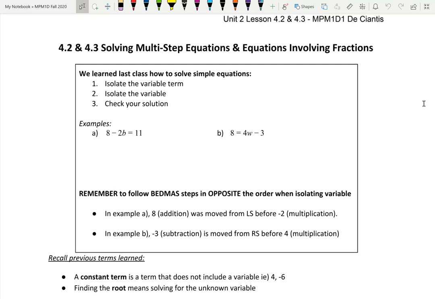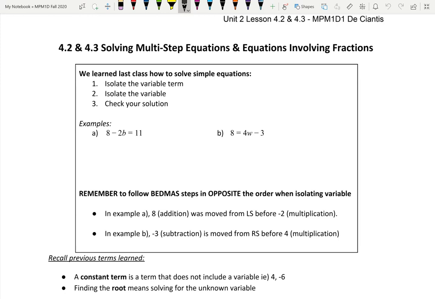So we are continuing on from 4.1, which was yesterday's lesson, in solving equations, but today we're going to solve more complicated multi-step equations and even equations using fractions. Before we start that, we're just going to recall what we learned yesterday. We learned how to solve simple equations. Remember, solving means finding the value of an unknown variable. So the steps 1, 2, and 3 are listed there for you as to how to solve.